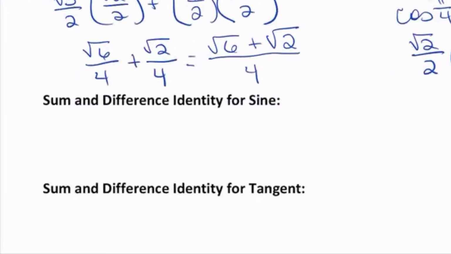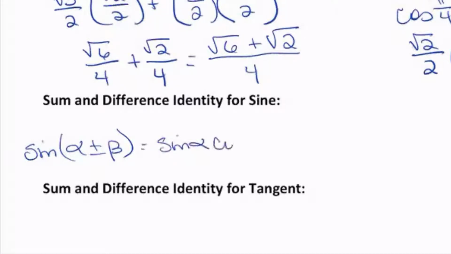Now the sum and difference identity for sine, if we had the sine of an angle alpha plus or minus an angle beta, is a little bit different. Okay, sine is nicer. It lets cosine play along in the first round. So we would end up getting sine of the first angle alpha times the cosine of the second angle beta. And then the sign stays the same.